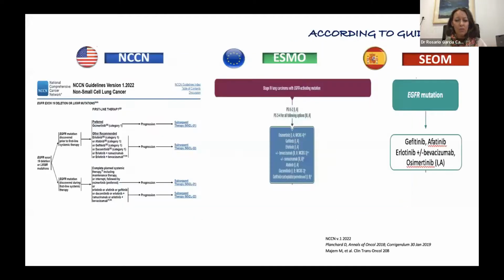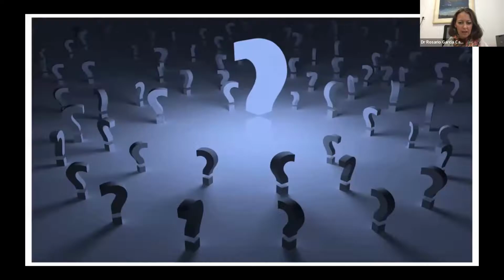According to the guidelines, we can use first, second, or third generation EGFR tyrosine kinase inhibitors from the very beginning, although it's true that NCCN recommends osimertinib. Also, some combinations have been included in the ESMO guidelines and in the Spanish lung cancer guideline, like erlotinib plus bevacizumab. We can also discuss the value of this combination a little bit later.